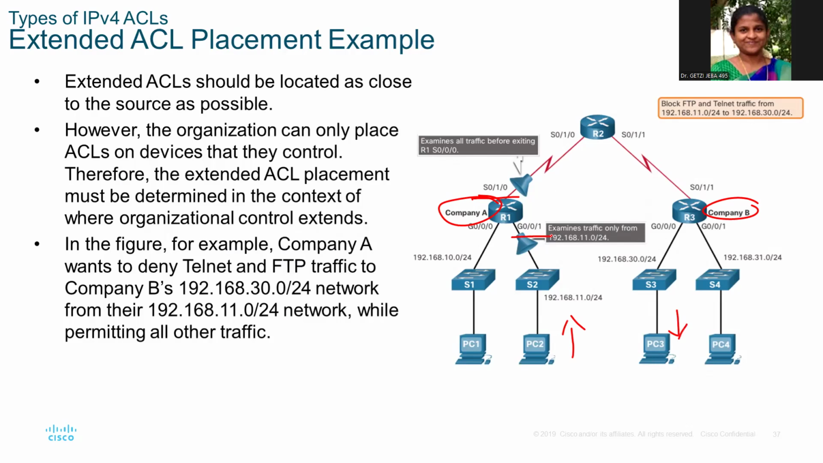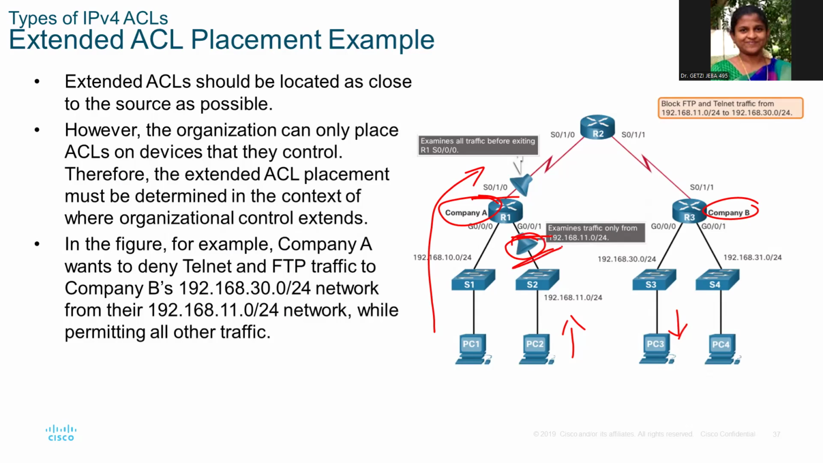Now if I deny the FTP and telnet traffic here on this port, even the traffic from 10 dot will not go out. The telnet and FTP traffic of 10 also is blocked. So if I configure it here instead, then only the FTP and telnet traffic of this network is blocked. So this is the best place for placing it.